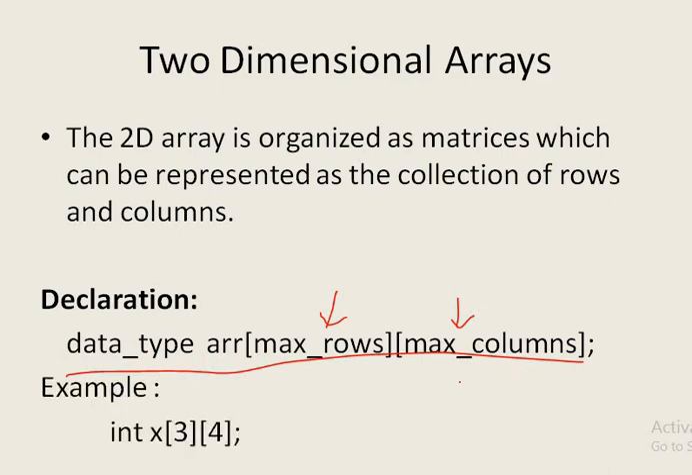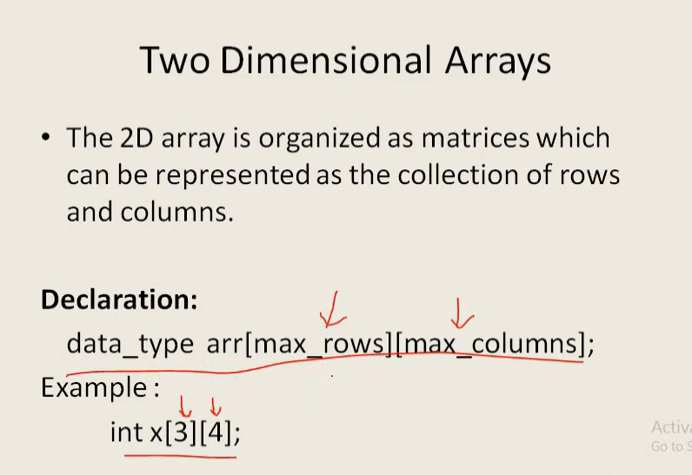Let us see an example here. int x[3][4]. Here 3 represents the number of rows in this array and 4 represents the number of columns in the array.